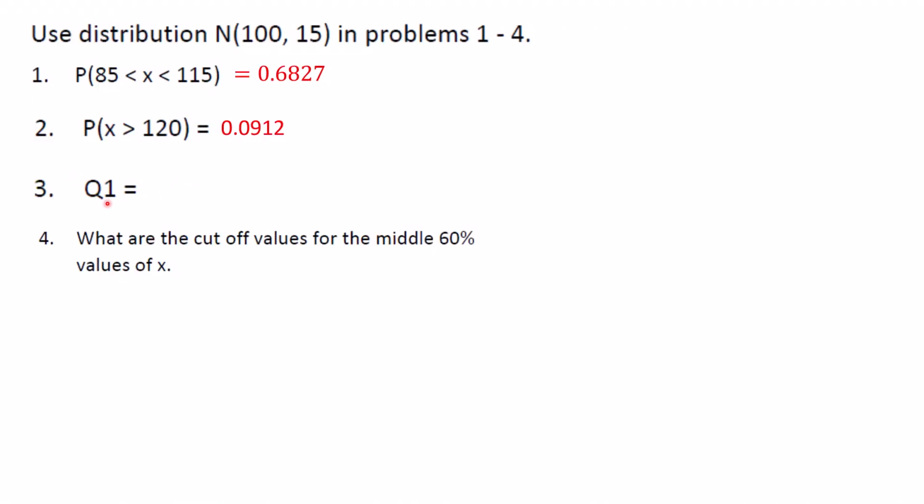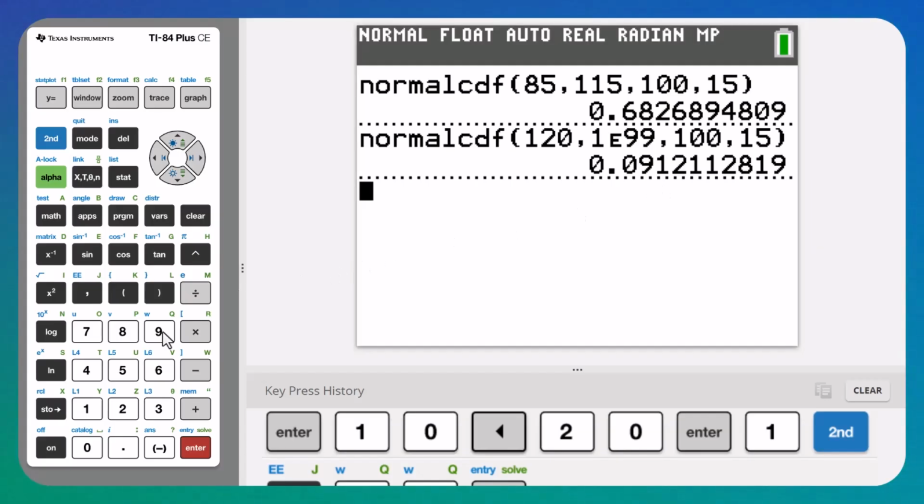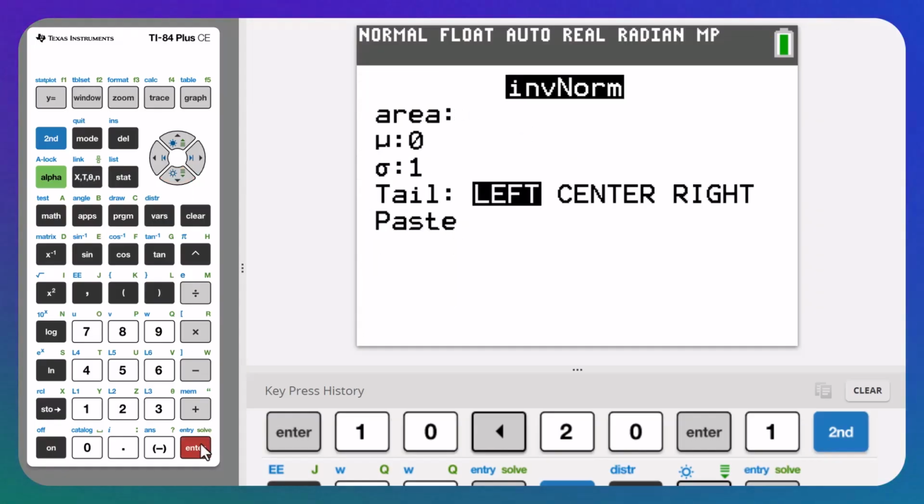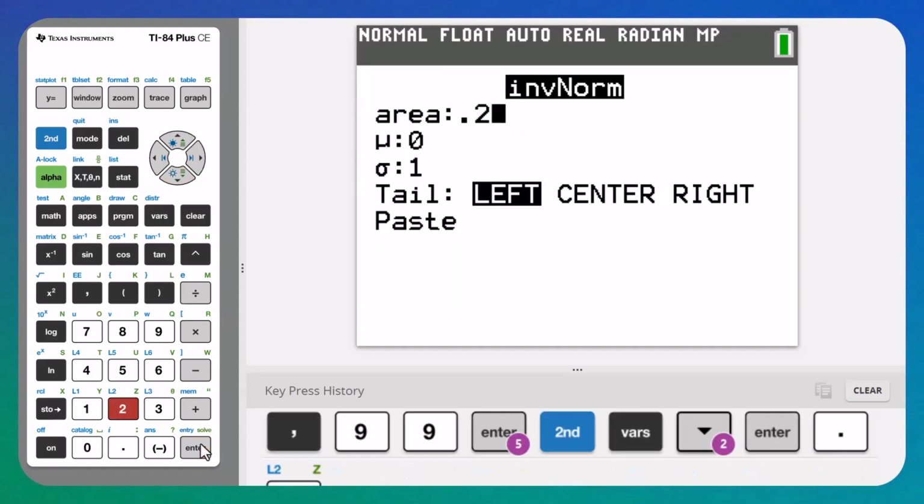Now we're going to try and find Q1, which is the 25th percentile. So I still need that normal model, but instead of putting in these boundary values, I'm going to put in an area of 0.25. So when I hit 2nd distribution, now I'm going inverse norm because I have to go backwards, and the area is 0.25.